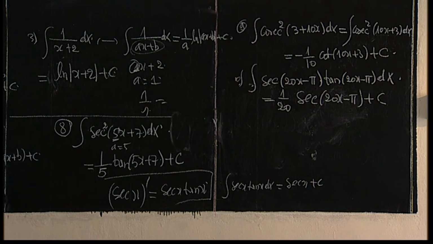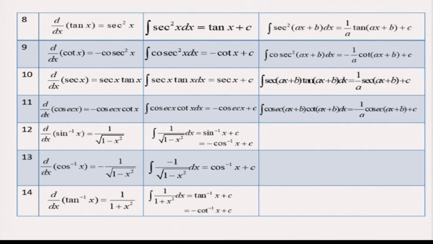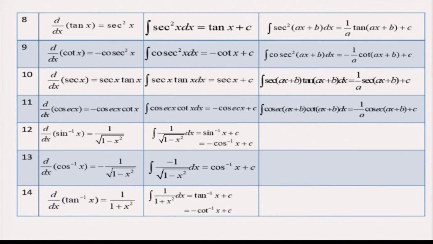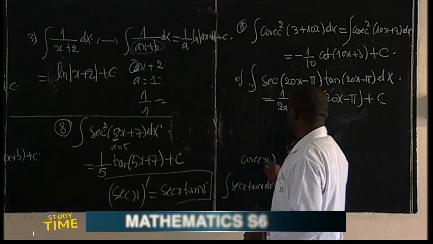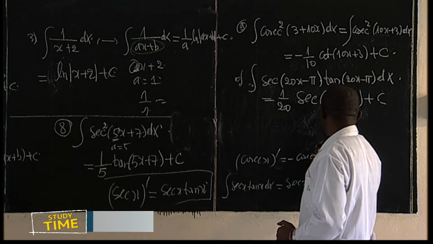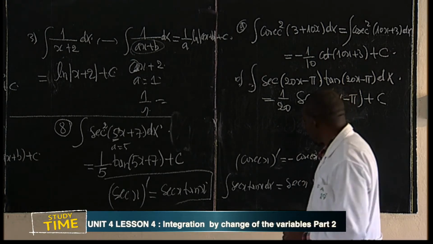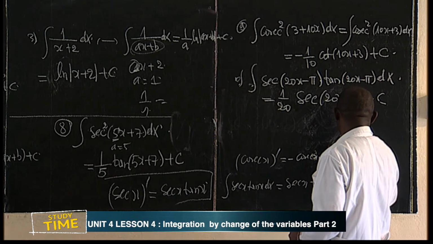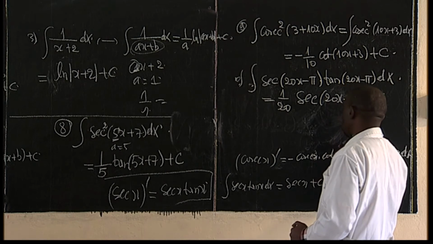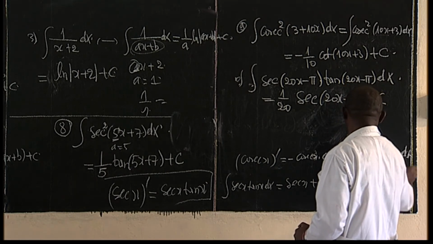Then, when you have the basic integral for sec x tan x, we will need, of course, the formula for cosec x and cotan x, right? Remember that the derivative of cosec x is equal to minus cosec x times cotan x. Means that the integral of cosec x cotan x dx is equal to minus cosec x then plus c.